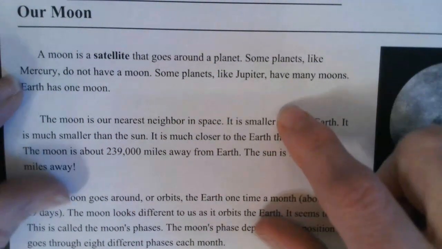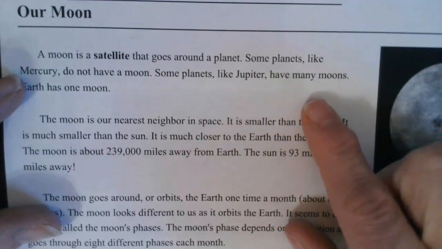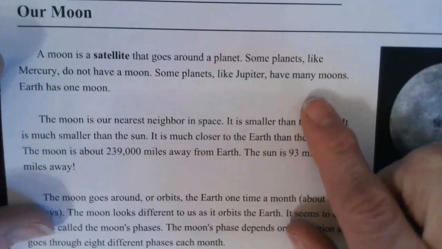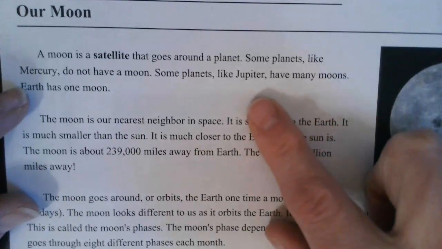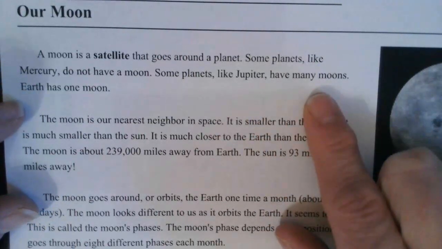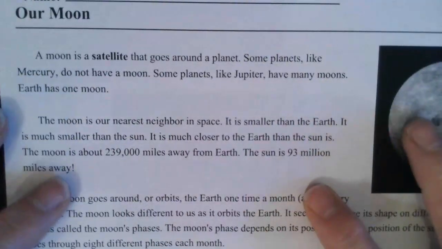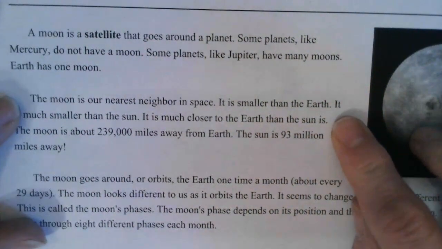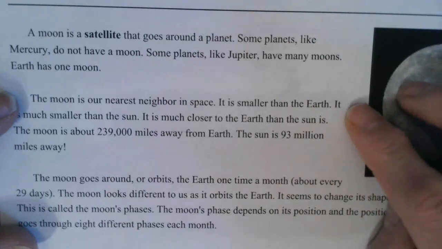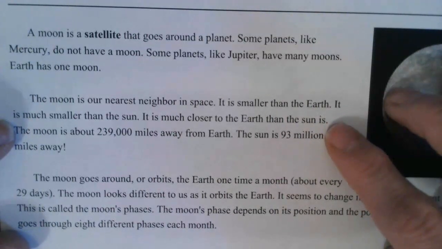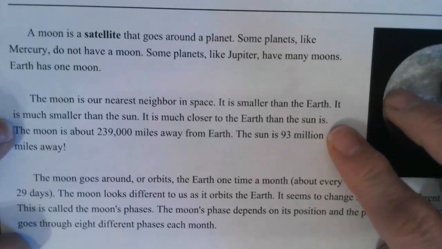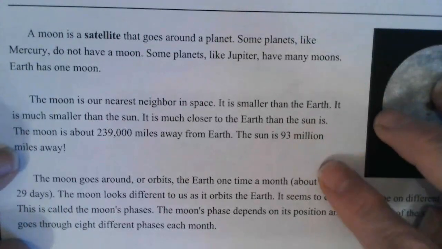A moon is a satellite that goes around a planet. Some planets like Mercury do not have a moon. Some planets like Jupiter have many moons. Earth has one. The moon is our nearest neighbor in space. It is smaller than the Earth. It is much smaller than the sun. It is much closer to the Earth than the sun is.